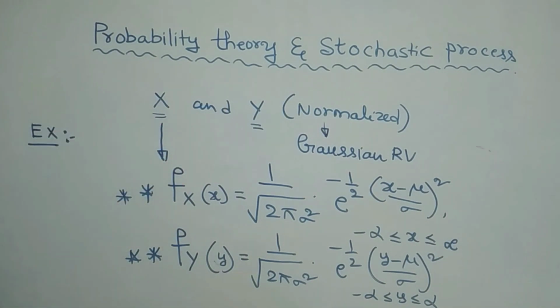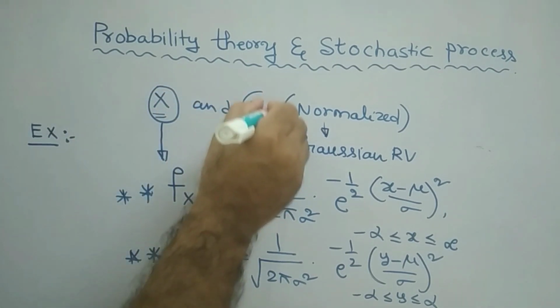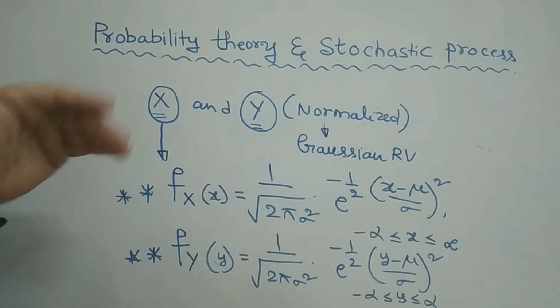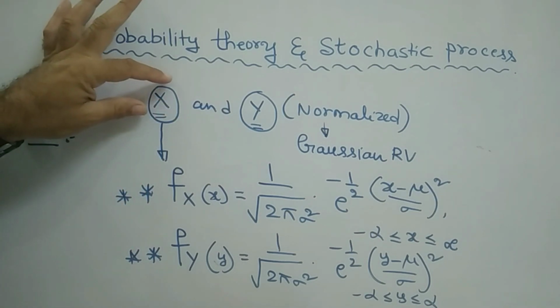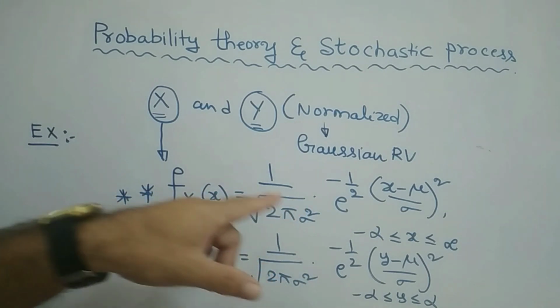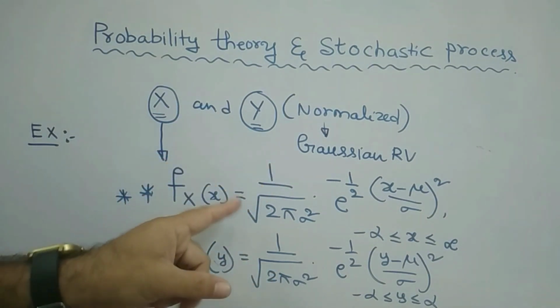As we have considered the random variable x as well as the random variable y, two random variables we have considered, or it is given in the problem. So correspondingly for x, we have written here its corresponding PDF. Similarly for random variable y, this is the PDF. Now this is the basic definition of the density functions.